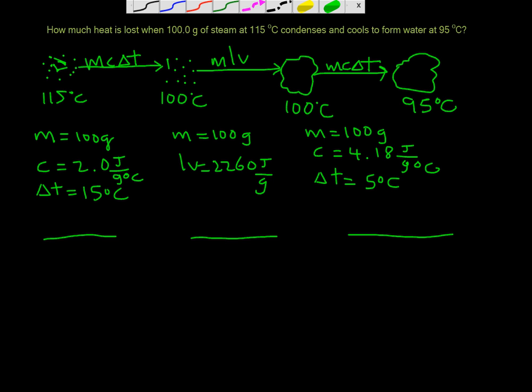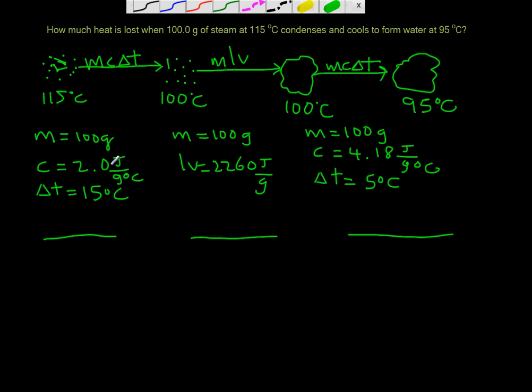Now, let's fill in our numbers from our problem, and we have the mass is going to be 100 grams all the way through. Of course the substance may change states here, but the fact remains you have 100 grams. 100 grams of anything is 100 grams. So you have 100 grams here of steam.